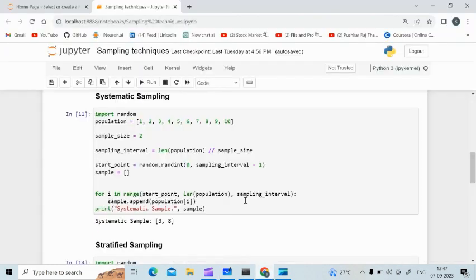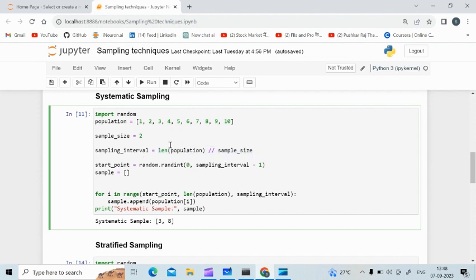Okay, here is the coding for it. Here are 10 people, in which my sample size is 2. The first person that I select will be in random mode, so I have used random int. After that, the interval I use is the length of the population divided by the sample size, and then it chooses the fifth interval.